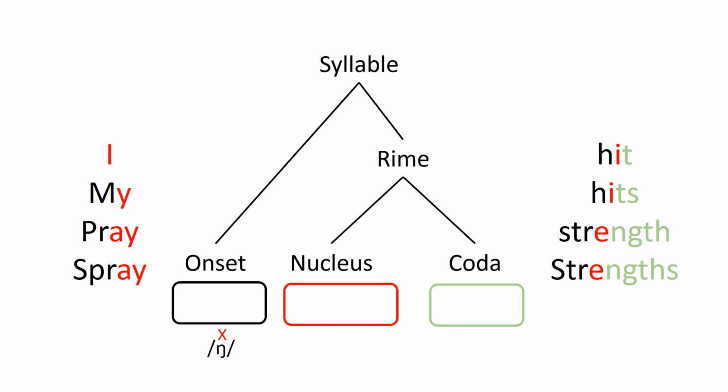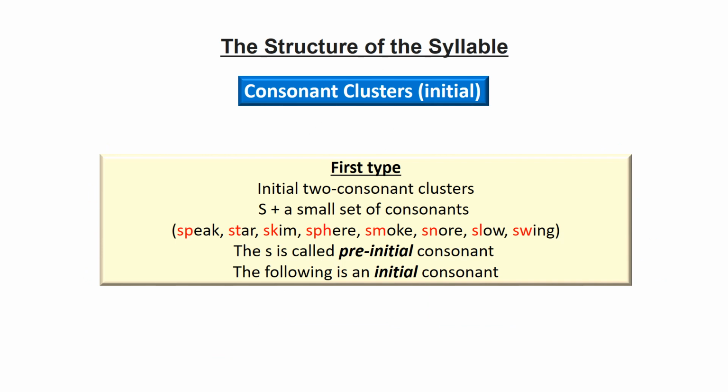Initial two-consonant clusters are of two sorts. One sort starts with S followed by a small set of consonants. Examples include the words speak, star, skim, sphere, smoke, snore, slow, and swing. The S is called the pre-initial consonant, and the following consonant is an initial consonant.